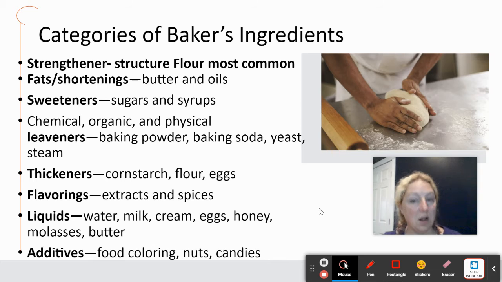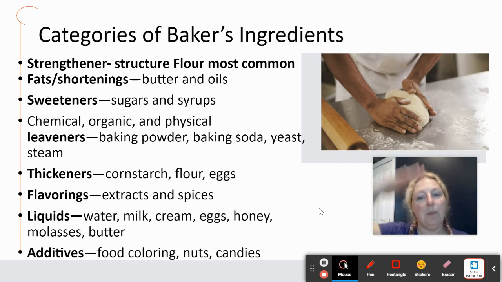Sweeteners, these are going to add color. These are going to add flavor. There's a lot of different varieties. Again, you have a refined, like a white sugar or a dry sugar, but you also have a liquid component like honey or corn syrup or molasses.